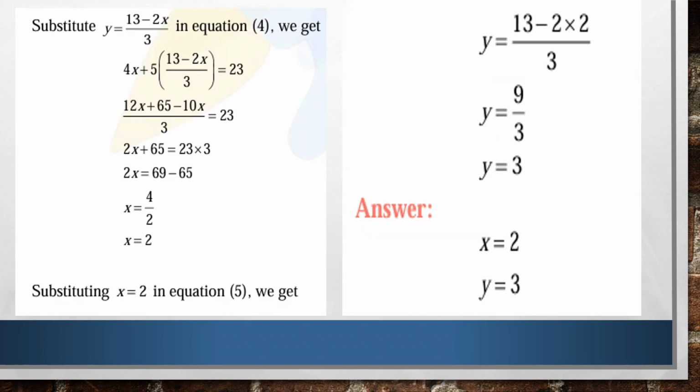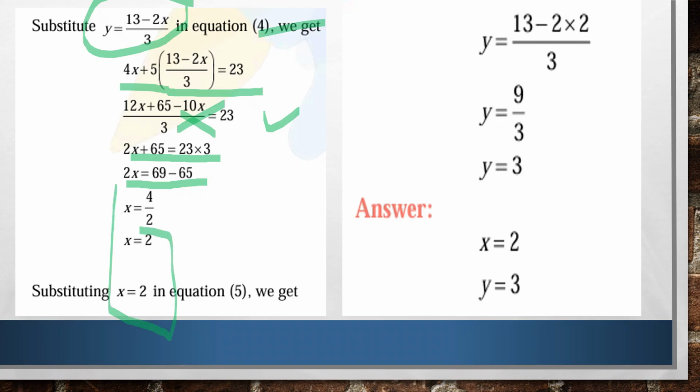So y is equal to 13 minus 2x divided by 3. Substituting this in equation 4, you will get 4x plus 5 into 13 minus 2x divided by 3 is equal to 23. By solving, I will get 12x plus 65 minus 10x divided by 3 is equal to 23. By cross multiplying, you will get 2x plus 65 is equal to 23 into 3. So 2x is equal to 69 minus 65. Therefore x is equal to 4 by 2, that is x is equal to 2.